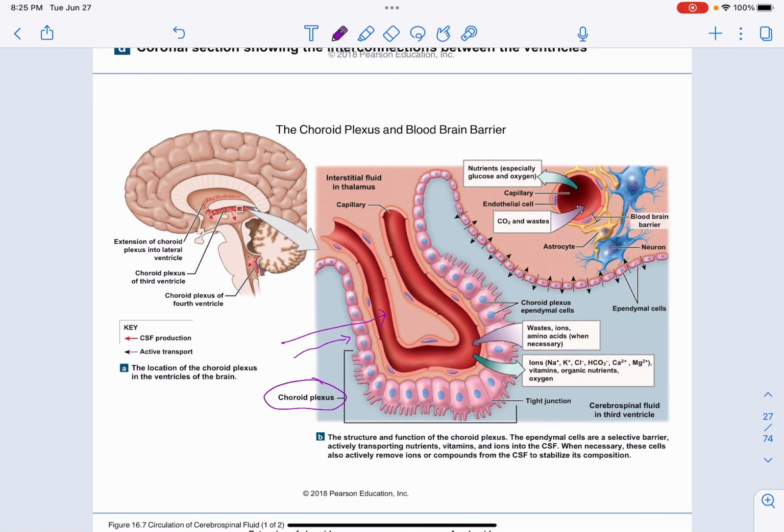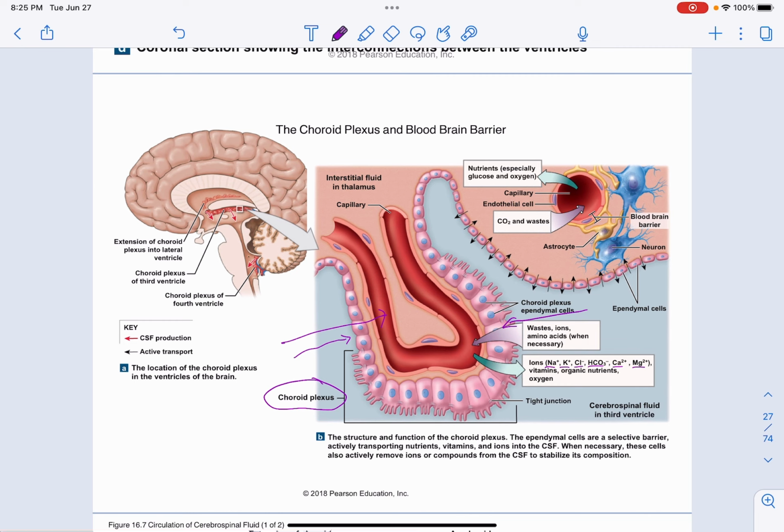And so these cells can determine the exact concentration of how much sodium, how much potassium, how much chloride, bicarb, calcium, magnesium, vitamins, or organic nutrients, oxygen, all of those things will be determined by the ependymal cells and how much of that material is getting out. So also you can transport some waste back across those cells.